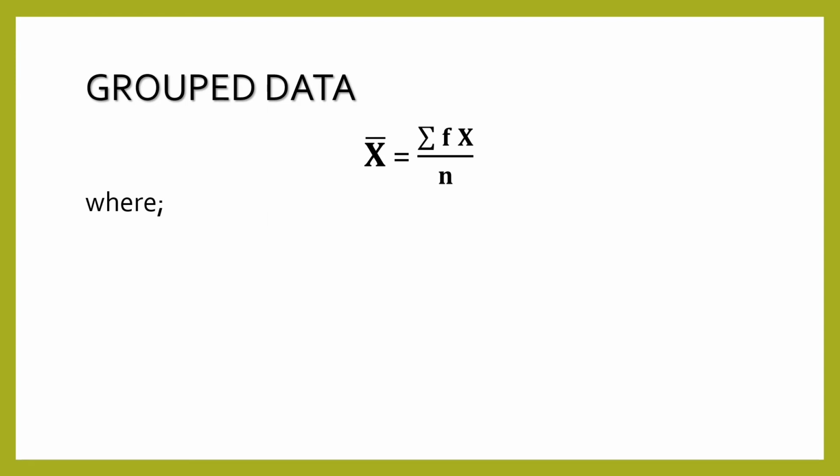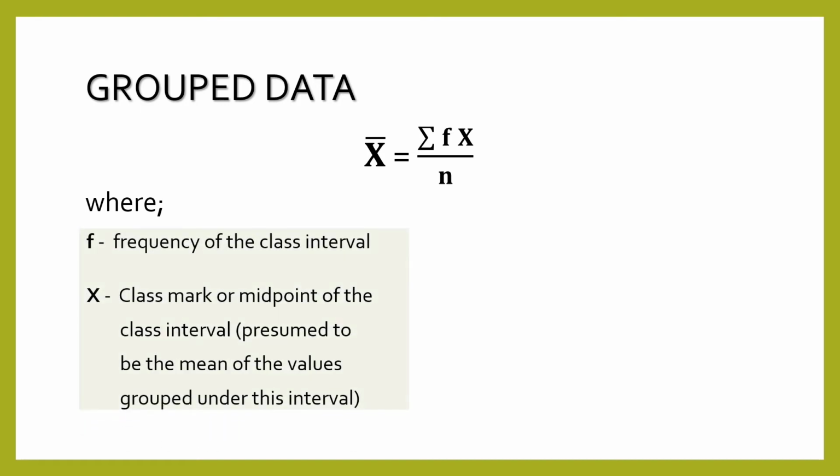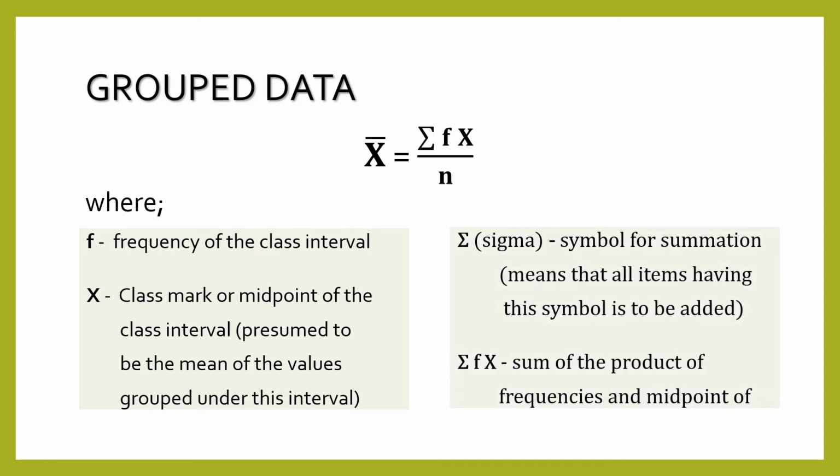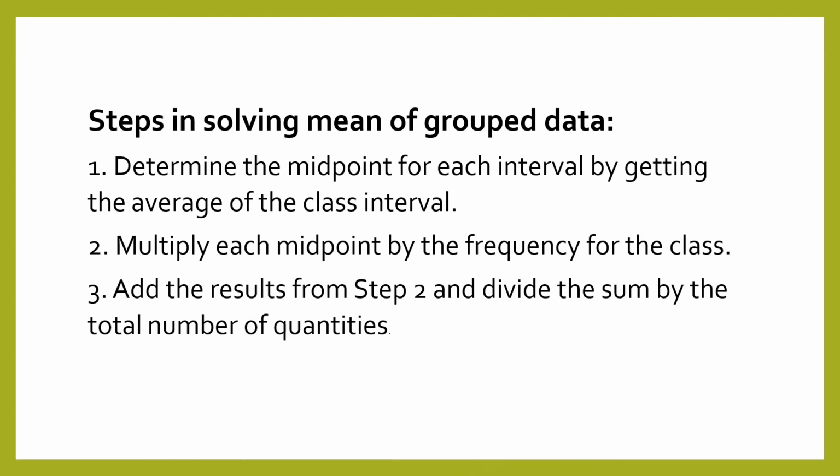Now let's move on to how to solve the mean of group data. The formula is x bar is equal to the summation fx over n, where f is the frequency of the class interval, x is the class mark or midpoint of the class interval, and the summation fx is the sum of the product of frequency and midpoint of the class interval. These are the steps in solving for the mean of group data.